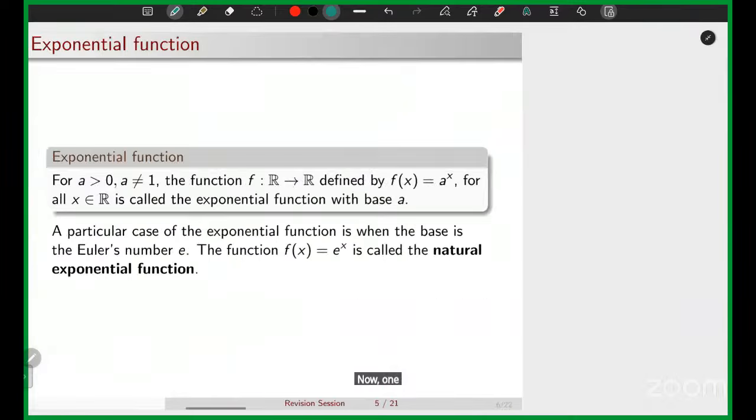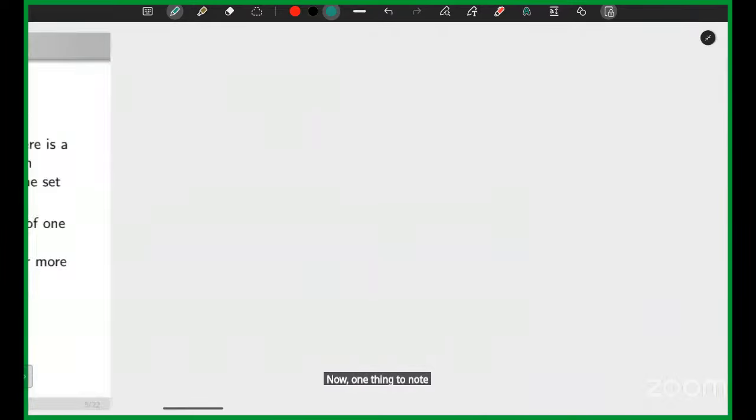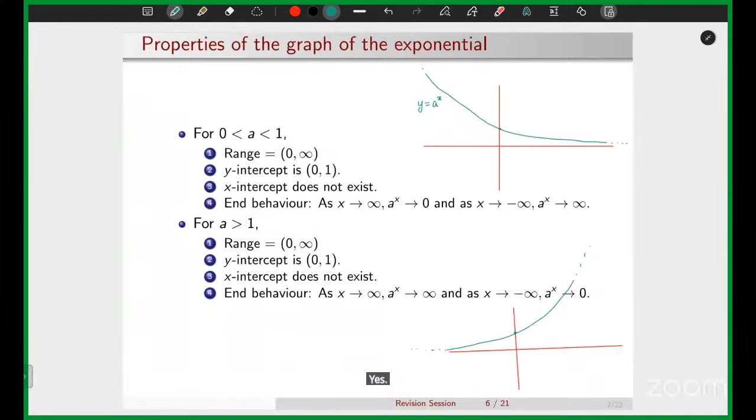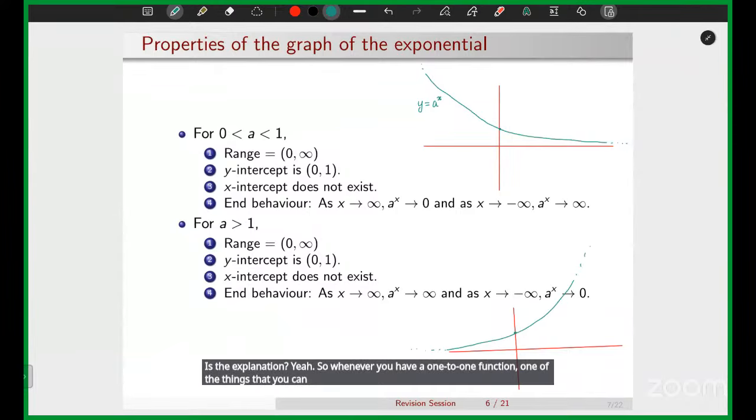Now, one thing to note is that we were talking about one-to-one functions earlier. Are these two one-to-one functions? Is the exponential? Yes, sir. Yes. So whenever you have a one-to-one function, one of the things that you can do is find the inverse of it. Before we go to the inverse, we'll discuss composite. Then maybe inverse will come.